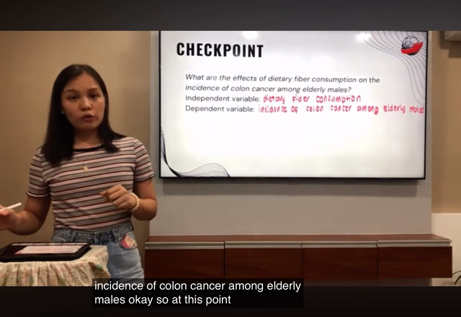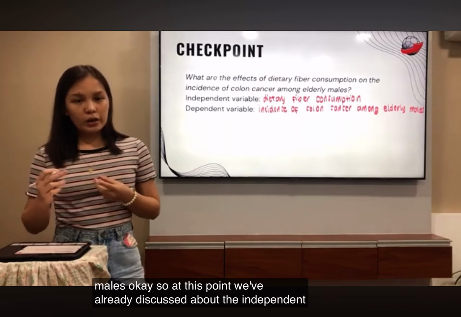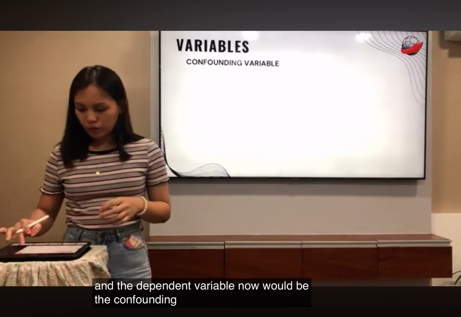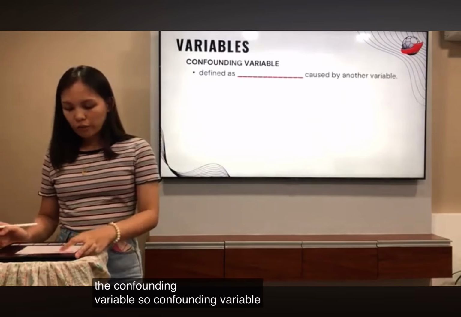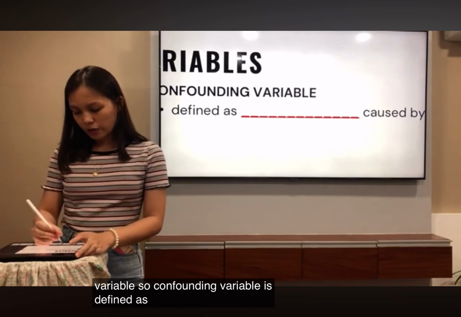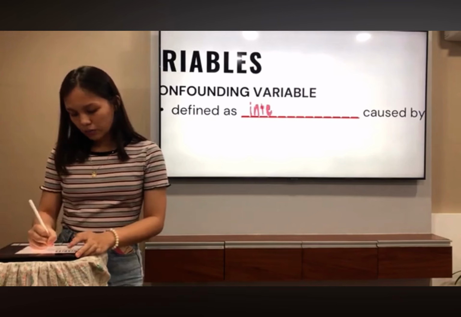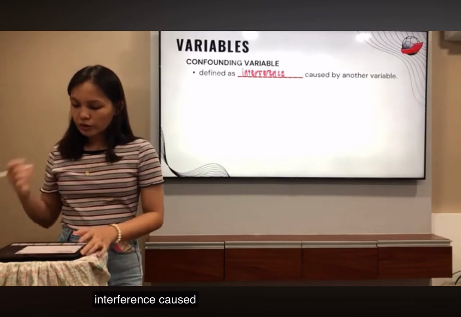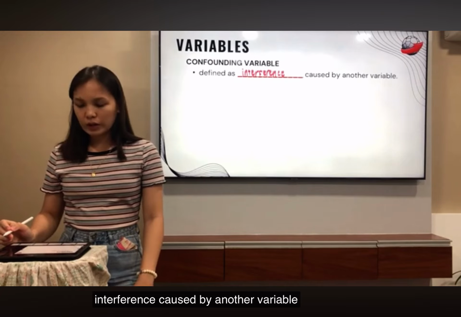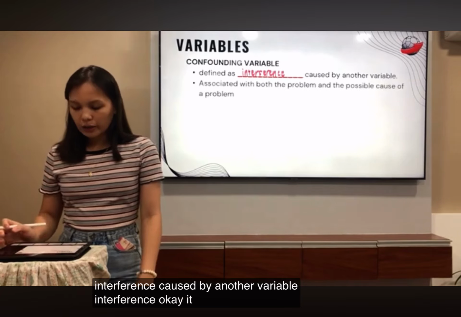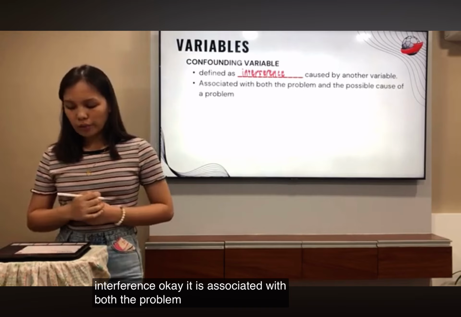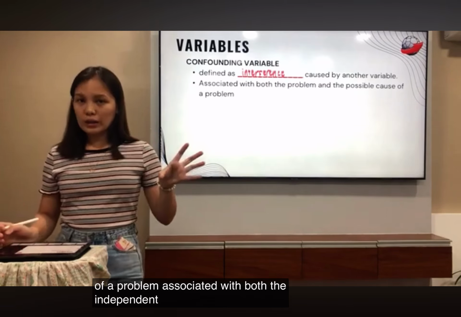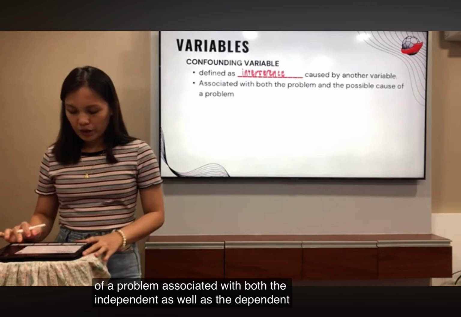Okay, so at this point, we've already discussed the independent and the dependent variable. Now would be the confounding variable. A confounding variable is defined as interference caused by another variable. It is associated with both the problem and the possible cause of a problem, associated with both the independent as well as the dependent variable.